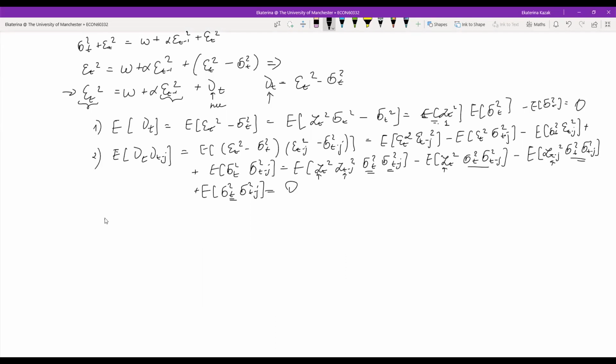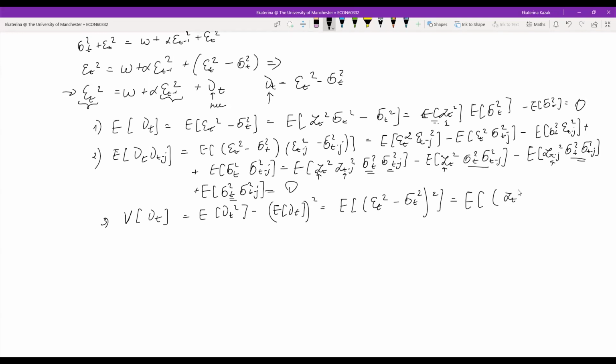Now, finally, we have a look at the unconditional variance of our error term. So again, it is the expected value of the square minus the square of the expectation, which we just showed to be 0. So what we need to consider is the expected value of epsilon t squared minus sigma t squared, and all of that to the power of 2. And again, we open up the brackets. And before that, we insert the definition of the epsilon t squared.